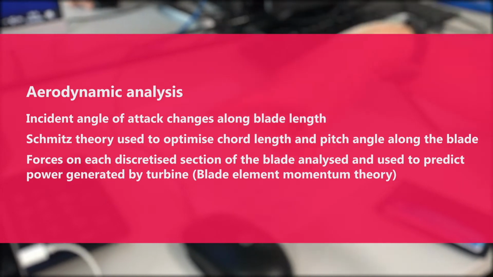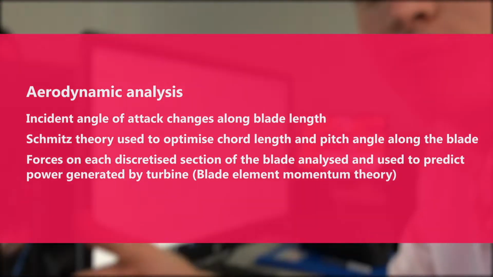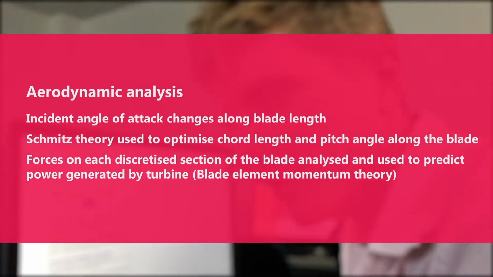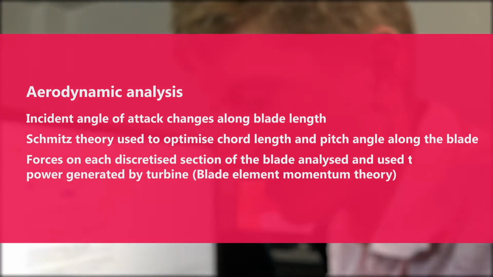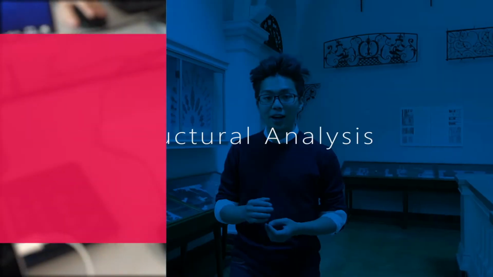We could then implement blade element momentum theory to predict the performance of the turbine, where at each section a force balance is applied, as well as a conservation of axial and angular momentum. This allowed us to predict the amount of energy we could take from the air.